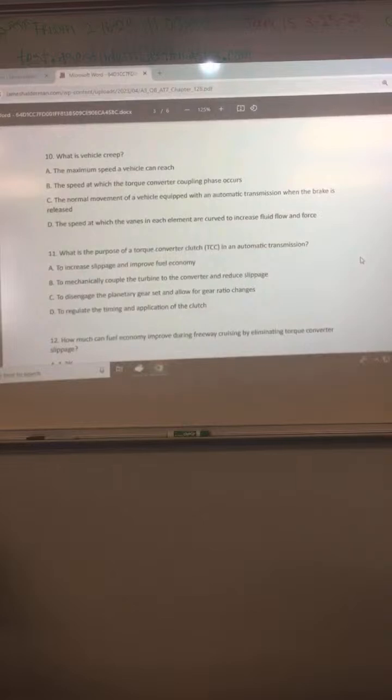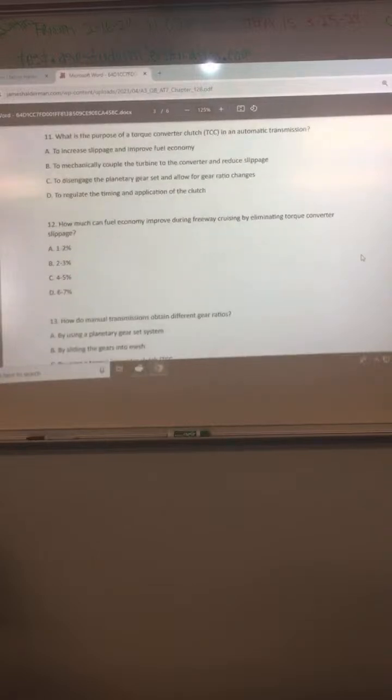10 should be an easy question. What is vehicle creep? C. Normal movement of a vehicle with an automatic transmission when it's in drive or reverse and we release the brake pedal, it's going to creep or roll. All right.